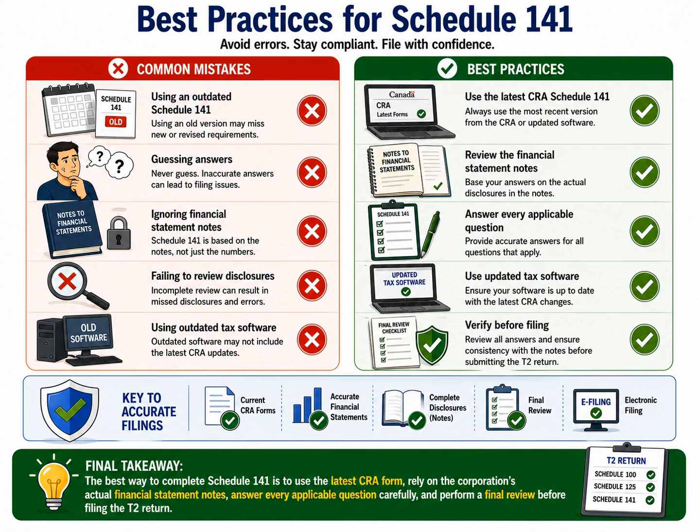One of the most important practices is to always use the latest version of Schedule 141. The CRA periodically updates its forms and reporting requirements, so using an outdated version could result in missing new questions or failing to meet current filing standards. Updated professional tax software or the latest CRA publications help ensure that you're working with the correct version.